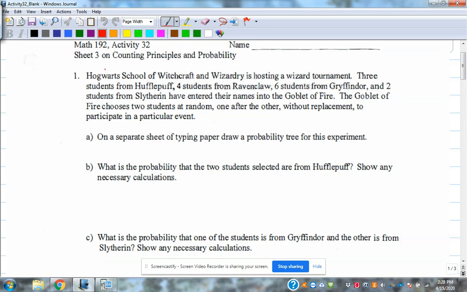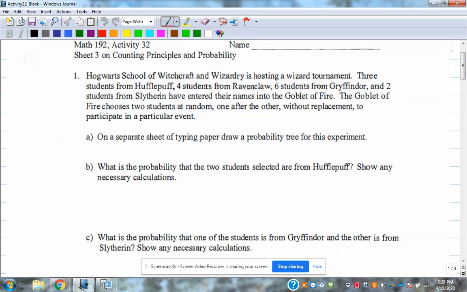The first example is talking about Hogwarts School of Witchcraft and Wizardry hosting a wizard tournament. 3 students from Hufflepuff, 4 students from Ravenclaw, 6 students from Gryffindor, and 2 students from Slytherin have entered their names in the Goblet of Fire. The Goblet of Fire chooses 2 students at random, one after the other, without replacement, to participate in a particular event.